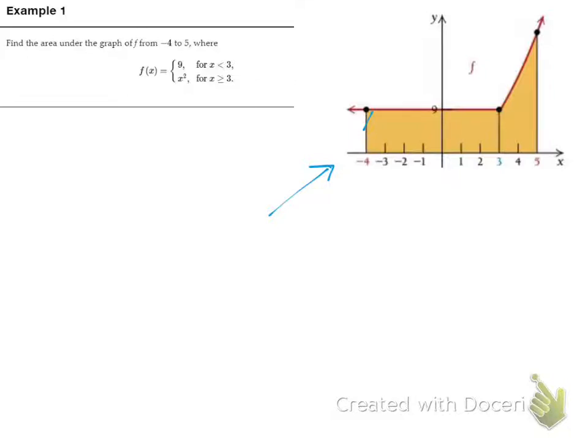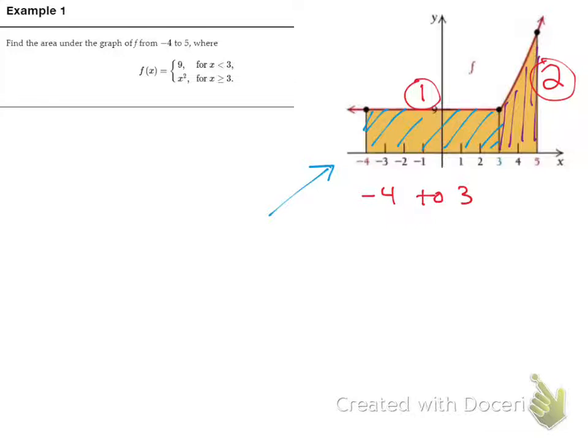This is a graph of what the function f looks like. So you can see from -4 to 5 is the entire area we want to find. But you can see on the graph from -4 until 3, the function kind of just looks like a rectangle. And then from 3 until 5, the function looks a little bit different. So we're going to have two pieces that we need to integrate. We have this piece right here, and then we have this piece. So we'll have to divide up our integral. First we'll have from -4 to 3. That's our first piece. And then our second piece will be from 3 to 5.